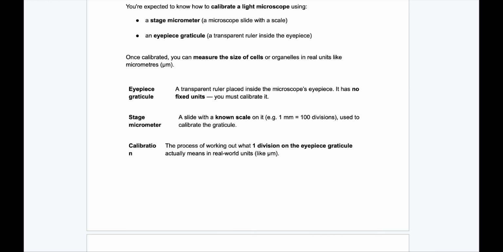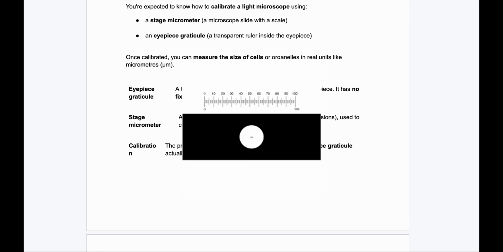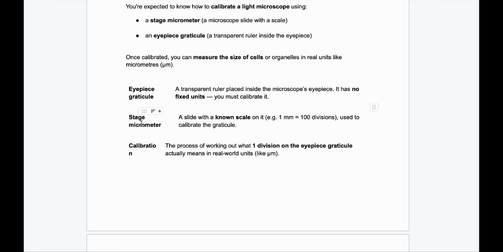And to calibrate it, you use the stage micrometer, which is a slide with a known scale on it. It has units on it. You compare the two by putting the zero, the beginning, together, and you basically measure it using the stage micrometer.